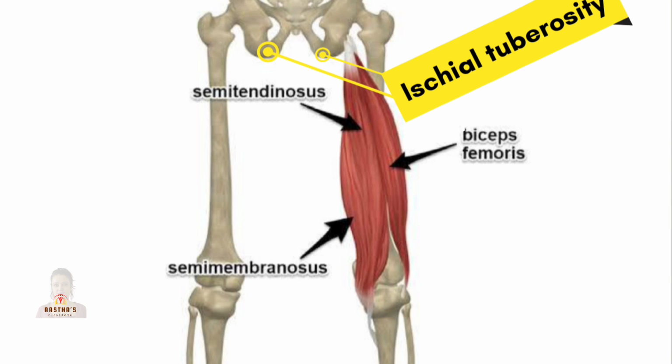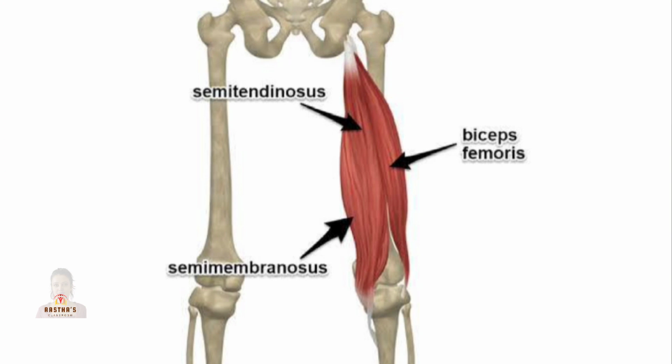So now let's see, it's originating from here and it's going down. It's crossing the hip joint and going down. It goes down and then along with the short head of biceps, it goes further down, crosses the knee joint and again gets inserted in the upper end of the fibula and tibia.